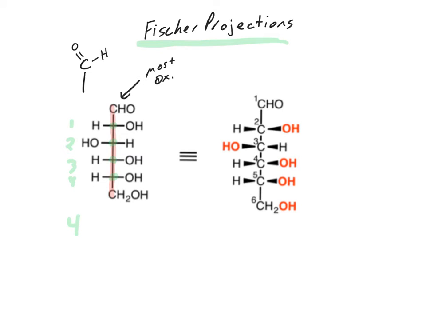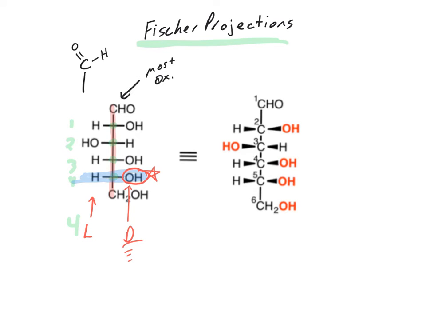Okay? And what we want to do is look at this last group here on the bottom. Right? And so what we're going to do is see if the highest priority, right? So in this case, what we're comparing is the oxygen from the OH and the hydrogen. If the highest priority is on the left, it's going to be an L. If it's on the right, it's a D. In this case, the OH is on the right, so it makes it a D.